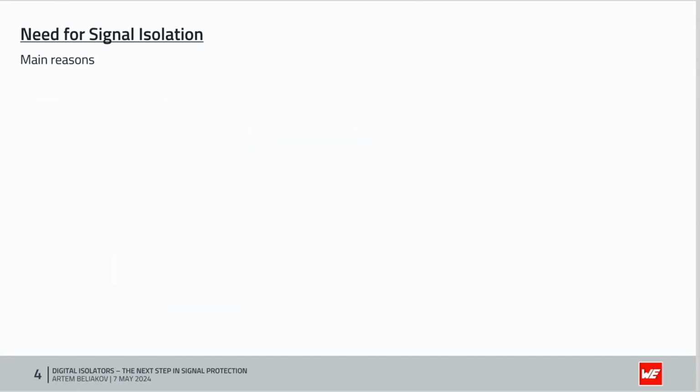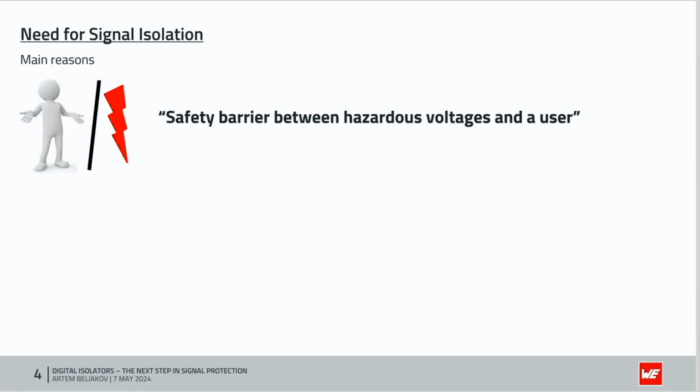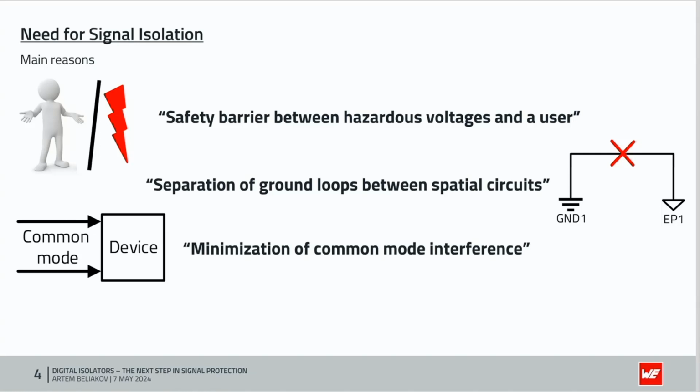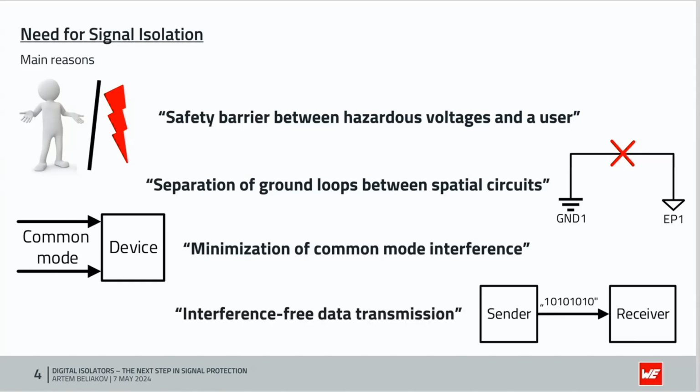Okay, now we can summarize the main reasons for signal isolation. Again, of course, we need isolation for safety. Whenever high voltage can damage a human or a sensitive circuit, isolation is required. We need it for prevention of ground potential differences, for minimization of common mode interferences, and of course, for reliable data transfer without any mistakes and errors.